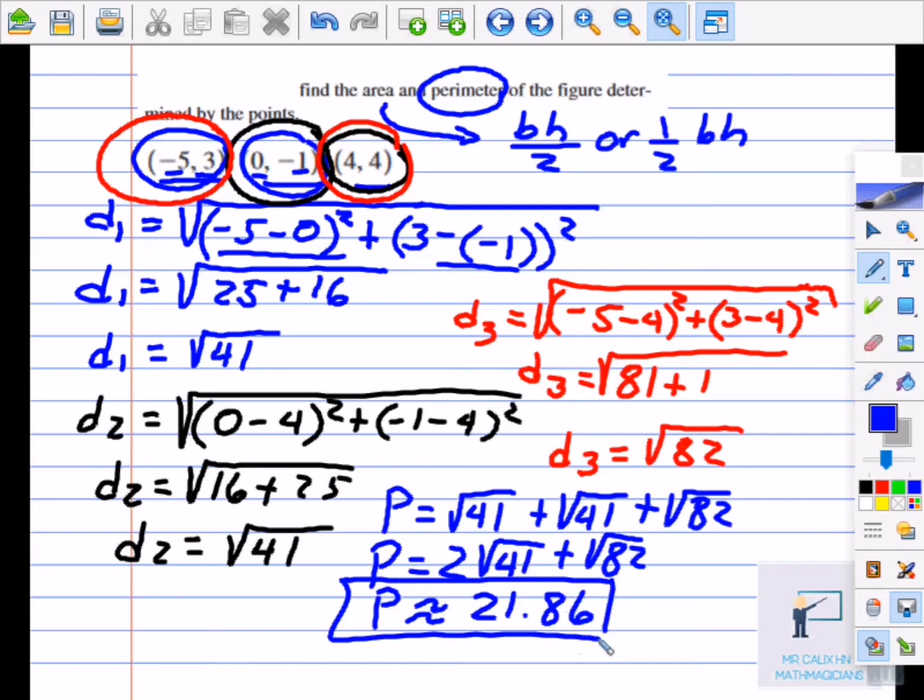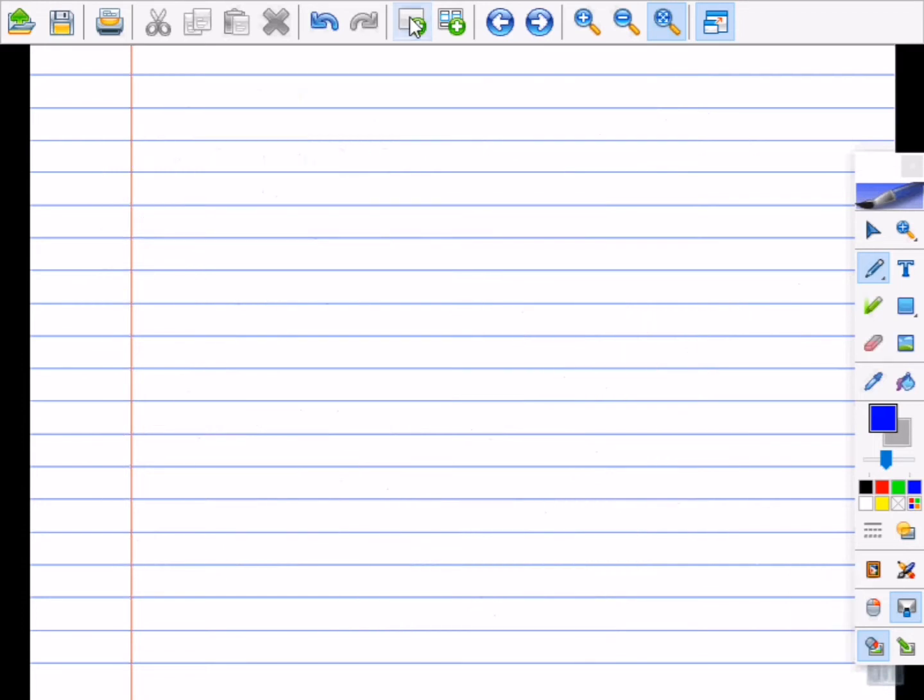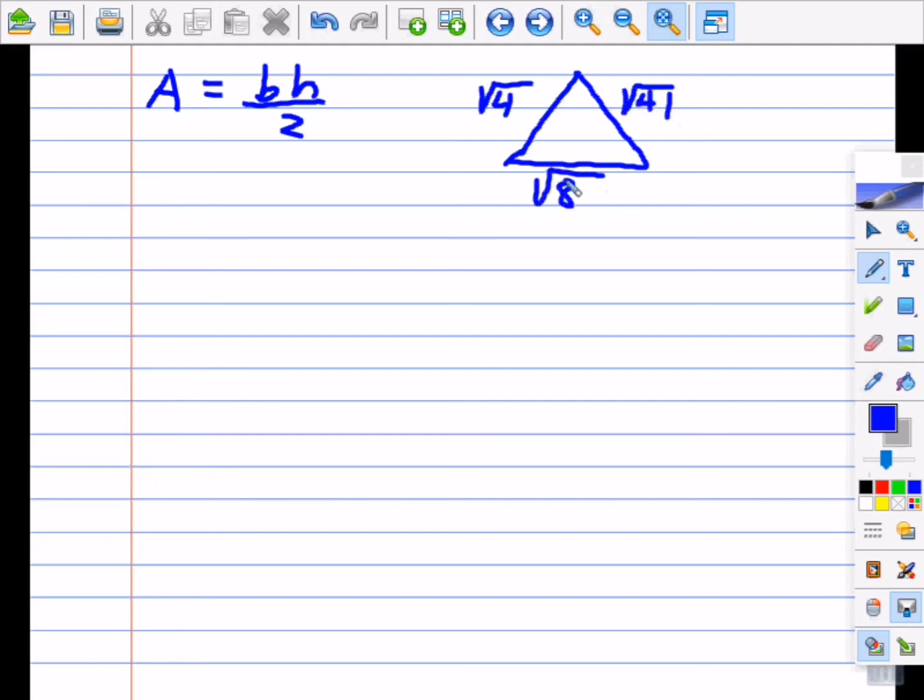Now we need to find our area. So I'll change my slide to find the area. The formula to find the area is base times height divided by 2. I do have a base, that is the bottom part, because if you make your triangle, it would look like this. Square root of 41, square root of 41, and square root of 82. This is actually my base. What I don't have is my height. I need to find this height.